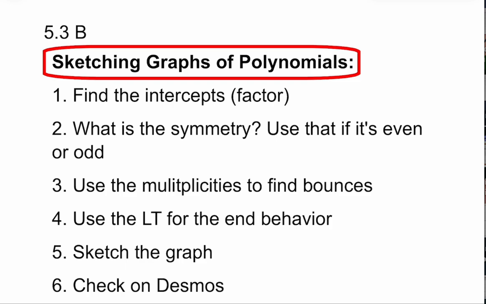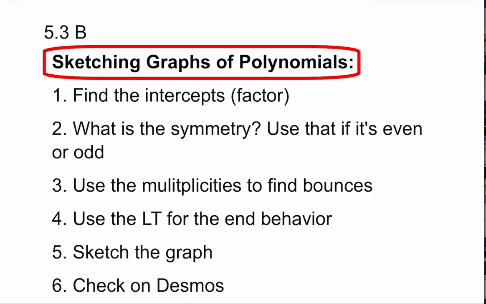So now we have lots of information about polynomials. So we are going to now talk about how we can graph them. There are 6 main things you want to do when asked to graph a polynomial. The first thing you want to do is to find the intercepts. You may have to factor. If you get to the point where you have a quadratic, you may have to use a quadratic formula.